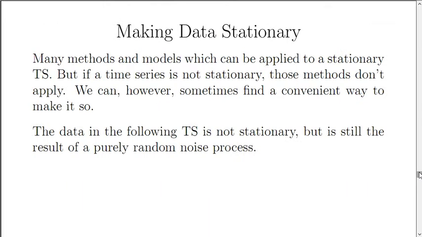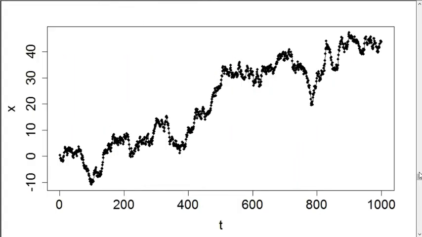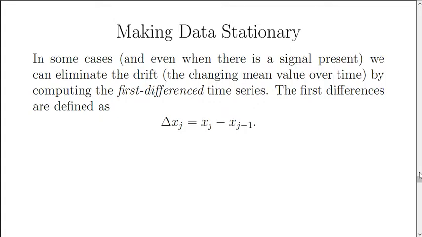Now, data aren't always stationary. There are a lot of methods and models we can apply to a stationary time series, but if the time series is not stationary, those methods aren't going to apply. Sometimes, however, we can find a convenient way to make it so. For instance, the data in the following time series is not stationary, but it is still the result of a purely random noise process. We can make it stationary in this case and in many cases, even when there's a signal present, even when it's not just a random stochastic process.